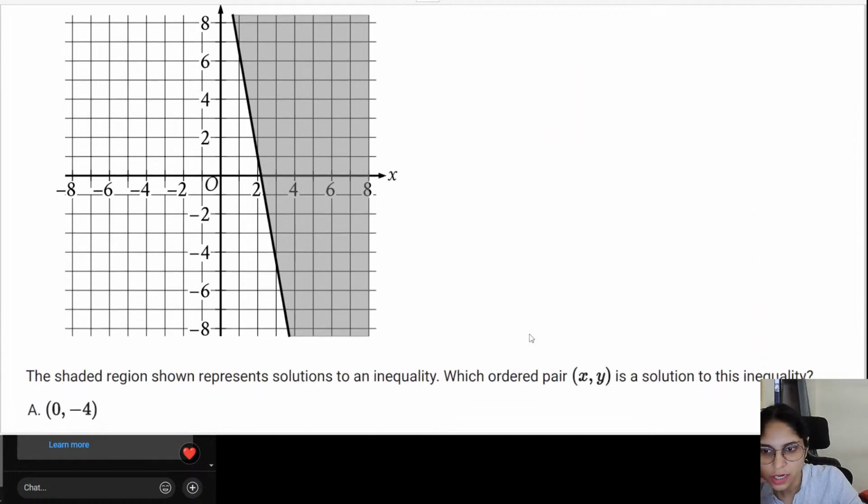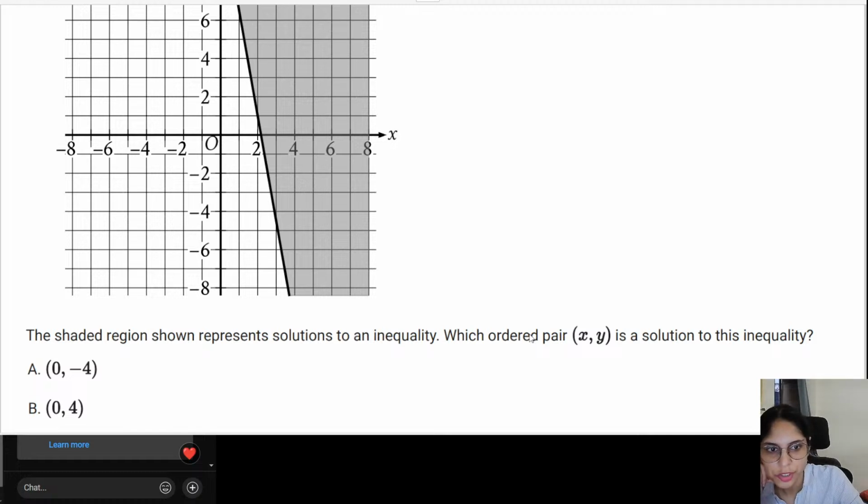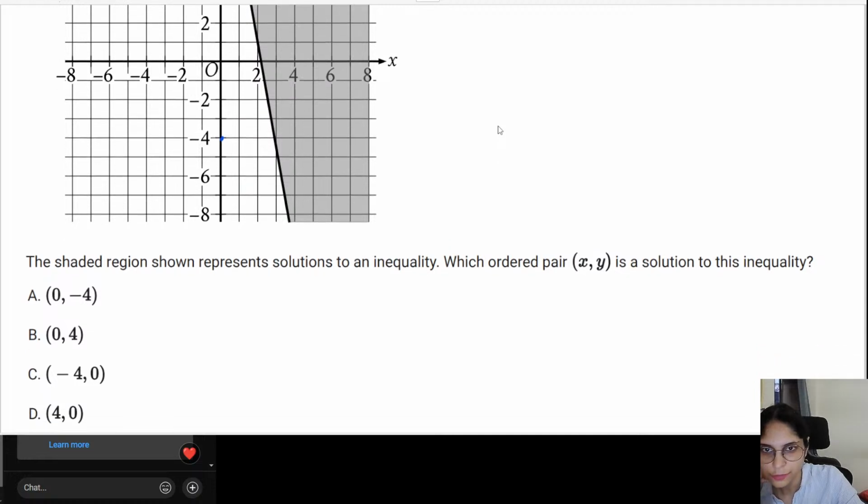In 25, this graph is given to you. Which ordered pair is the solution to this inequality? So (0, -4) is here, so it doesn't work. (0, 4) is here, so it also doesn't work. (-4, 0) is here, so it doesn't work. (4, 0) is here, so yeah, this works, because this falls inside the shaded region.